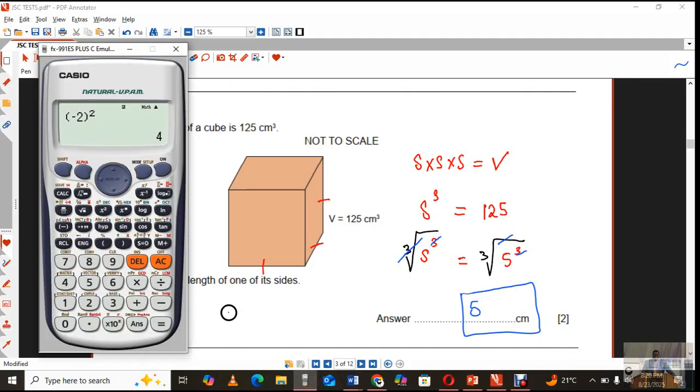Ideally, what you'll do is grab a calculator and find the cube root, and make sure that you have the cube root of 125, and that is 5.